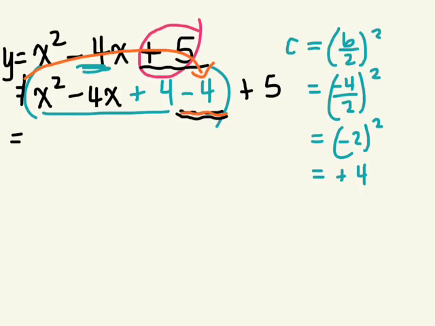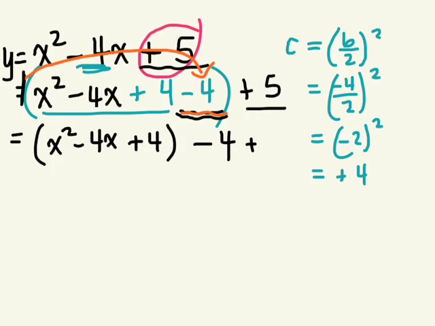Okay? So inside the bracket, what you want to keep is the perfect square trinomial. So x squared minus 4x plus 4. This 1 times negative 4 is negative 4. Negative 4 plus 5. But then I still have the plus 5, and we simplified it. It was 1. Now that we have a perfect square trinomial, let's factor it.